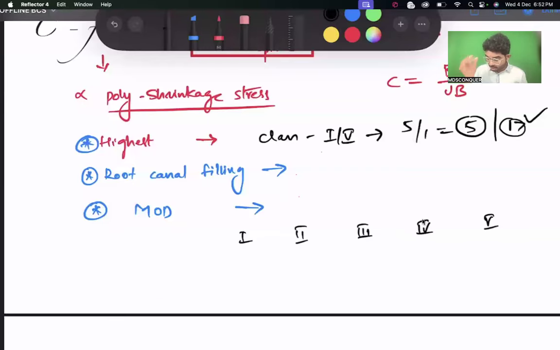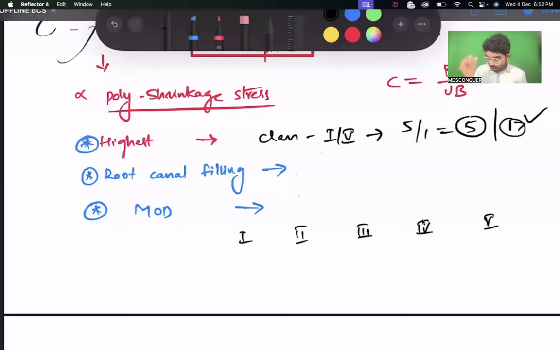4, 3, 2, 1. So a simple way of arranging this order is 1, 4, 3, 2, 1, 5, 4, 3, 2, 1. 1 we are not calculating. 1 we are considering, 5 we are considering as 5 by 1. So the rest are all values. What are the values? The C factor for class 1. Standard C factor for class 1 is 5 by 1.